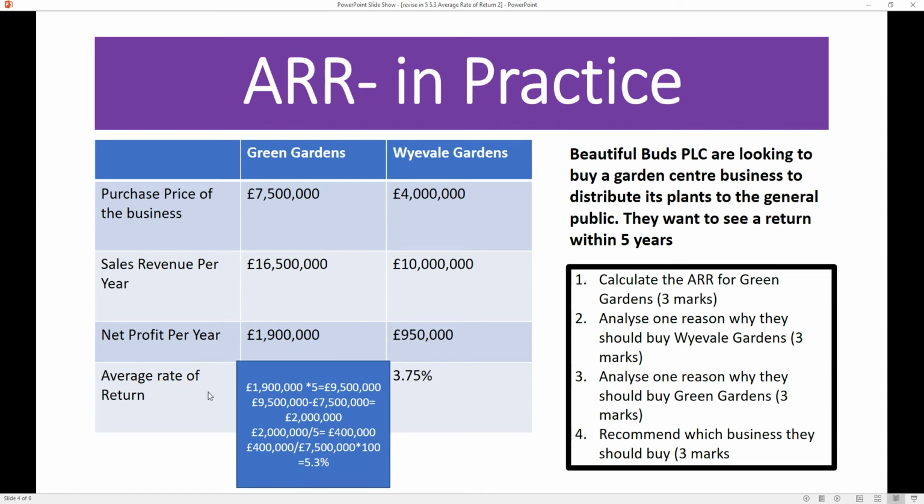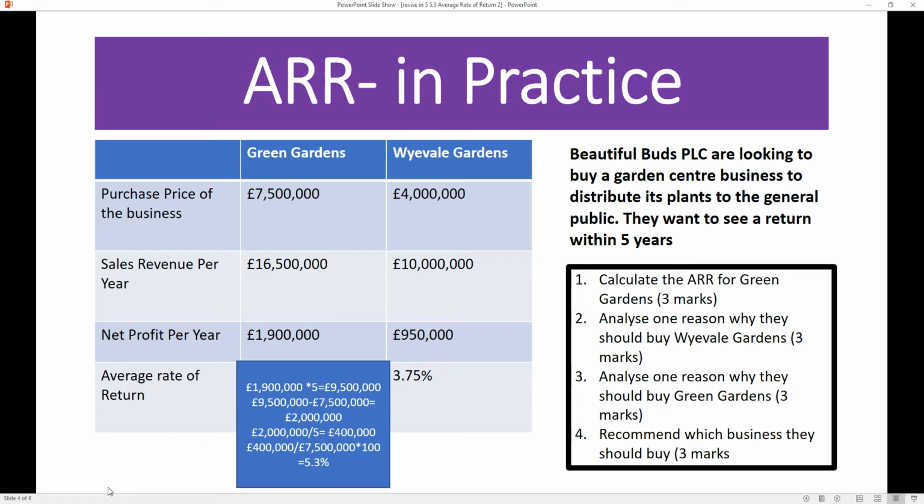So let me break this down. I took the net profit figure, which is 1.9 million per year, times it by 5, because they want to see the return within 5 years, which is going to give me 9.5 million. Essentially, that's your total income from this investment.